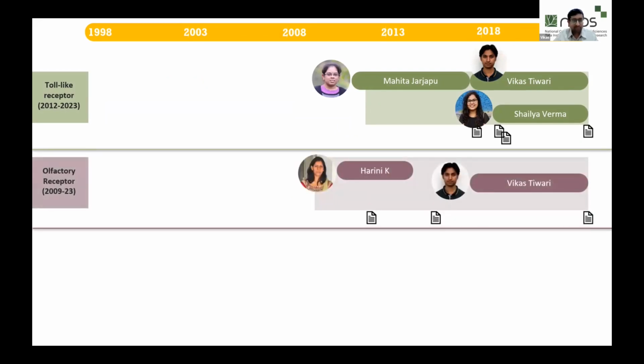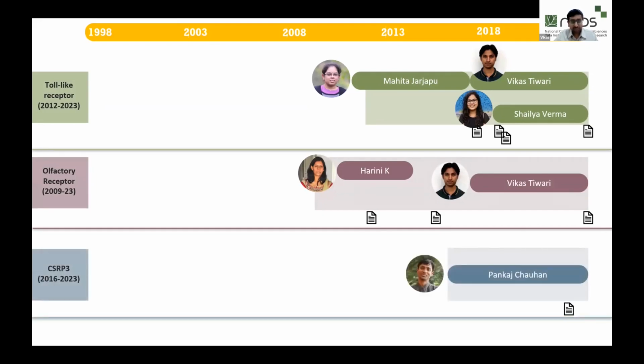And next we heard from Harini and Vikas about olfactory receptors. And finally, we heard from Pankaj about a protein CSRP3 involved in cardiomyopathy and also saturation mutagenesis experiments done in this regard. So this is where we conclude our structure theme. And from next week, we'll be starting with the function theme.